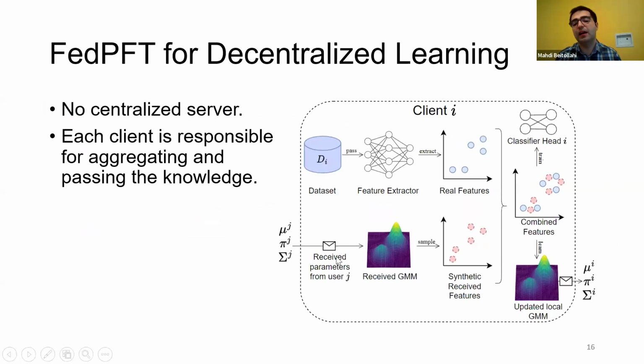Whenever we are getting a distribution from another client, let's call it a received GMM, we can just combine the synthetic features and real features and learn a new updated local GMM. So what I'm presenting here is the idea of passing these GMMs, these parametric models, in the network, right? And we aggregate the knowledge from the entire network.